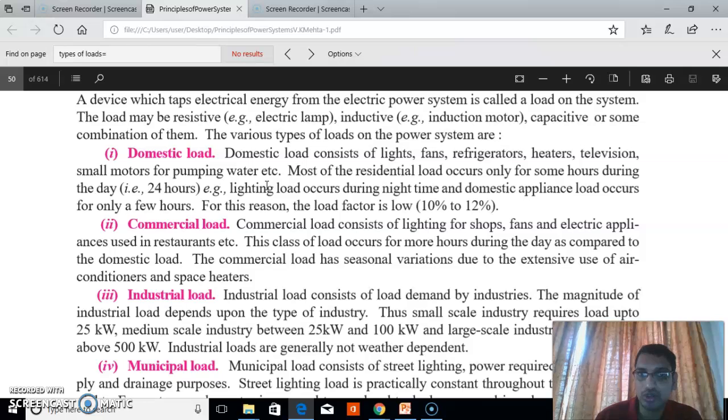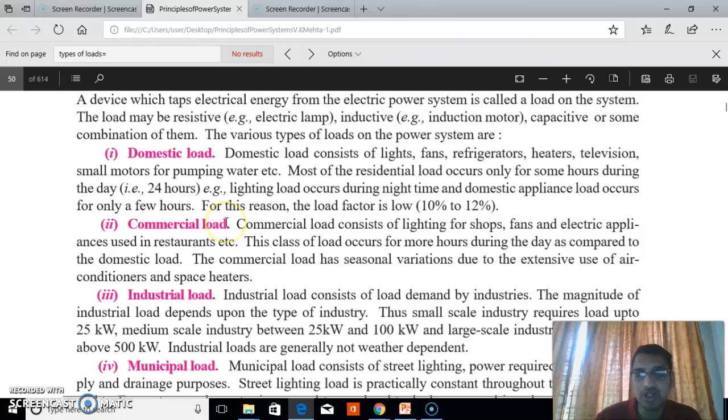So domestic load means the appliances used in our house, and most of the loads are on for a small duration in a single day. And the lighting loads in our house turn on during the night time.